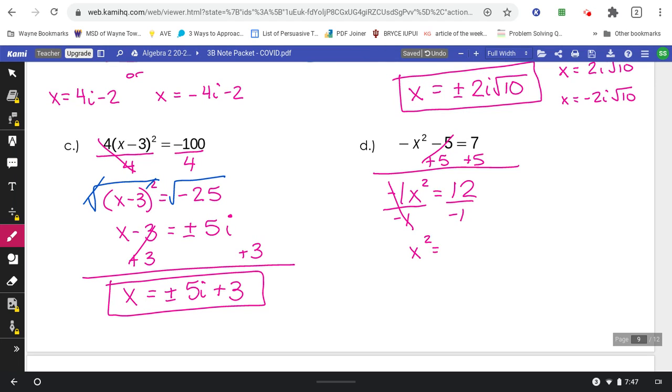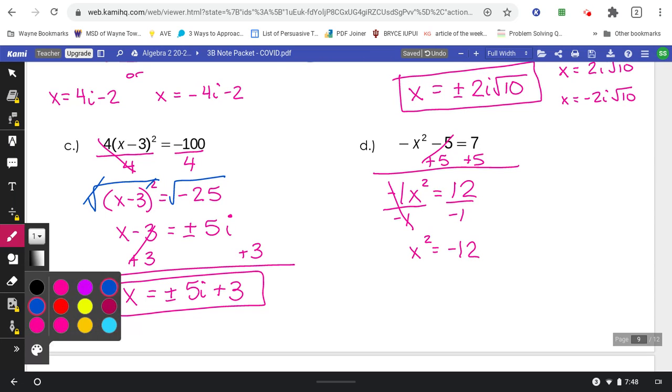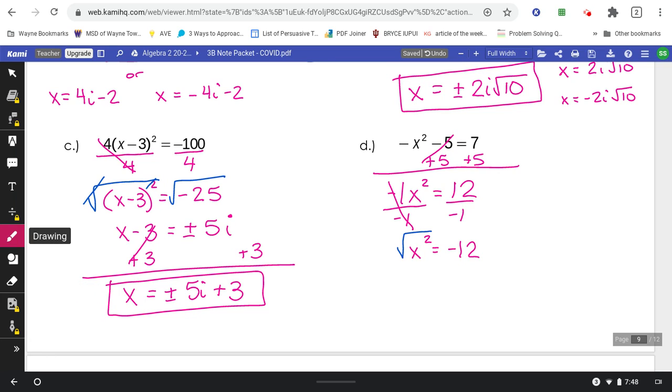This gives me x squared equals negative 12. Now it's time for me to square root it. 12 is not a perfect square, so we'll need to come off to the side and make a factor tree. You're looking for a pair of numbers that multiply to 12. The first one I think of is 2 times 6. You'll get the same factor tree if you choose 3 and 4 as well.